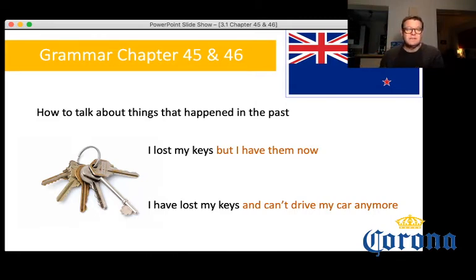However, the second sentence, I have lost my keys, and I can't drive my car anymore. That means that I did lose my keys in the past, but it's still happening now. It's still relevant today. And that's kind of the two ways of talking about the past. The first way is we're using the past simple. So we're actually talking about the past, and you call that the past simple. And the second way, although we're talking about something that happened in the past, it's still relevant in the present. And so we call that the present perfect.